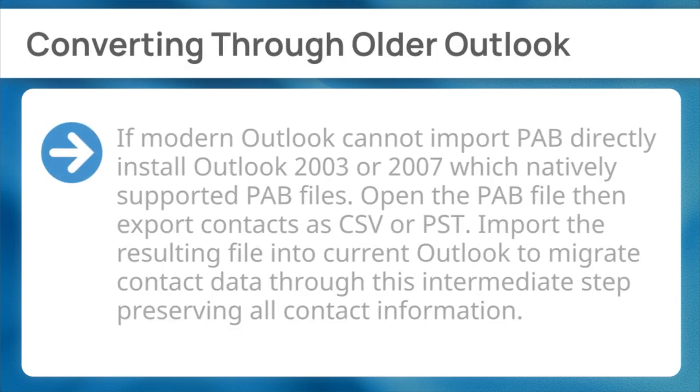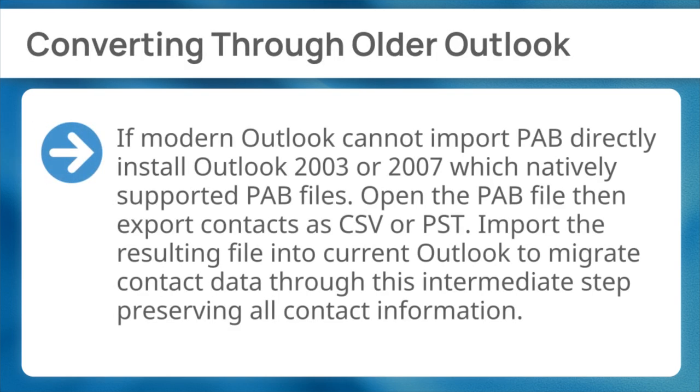Next, converting through older Outlook. If modern Outlook cannot import PAB, directly install Outlook 2003 or 2007, which natively supported PAB files. Open the PAB file, then export contacts as CSV or PST. Import the resulting file into current Outlook to migrate contact data through this intermediate step, preserving all contact information.